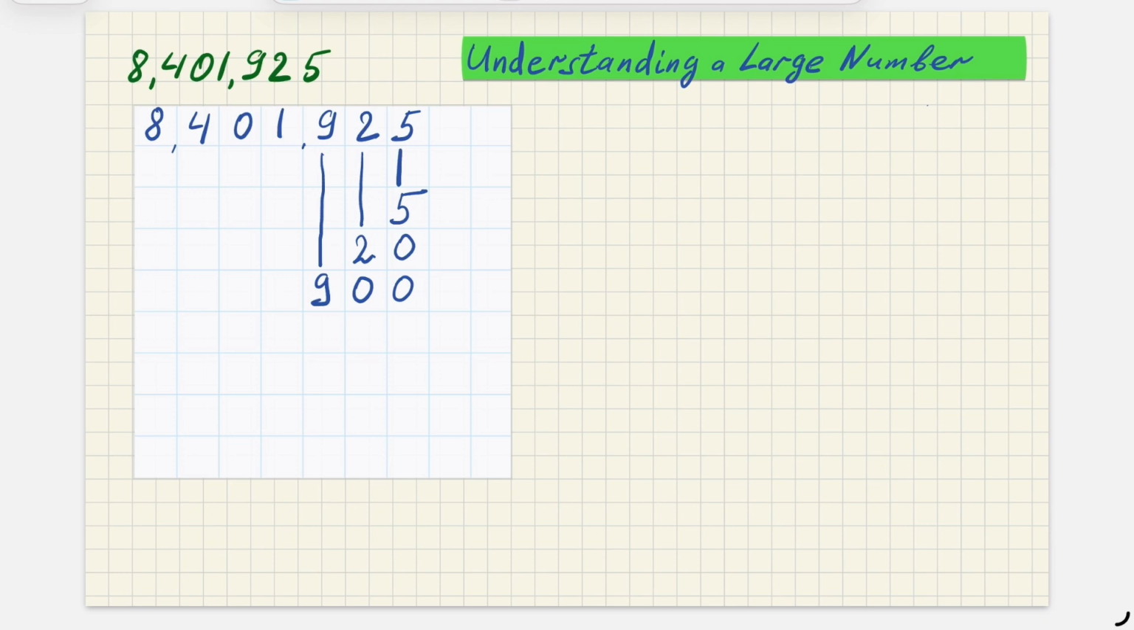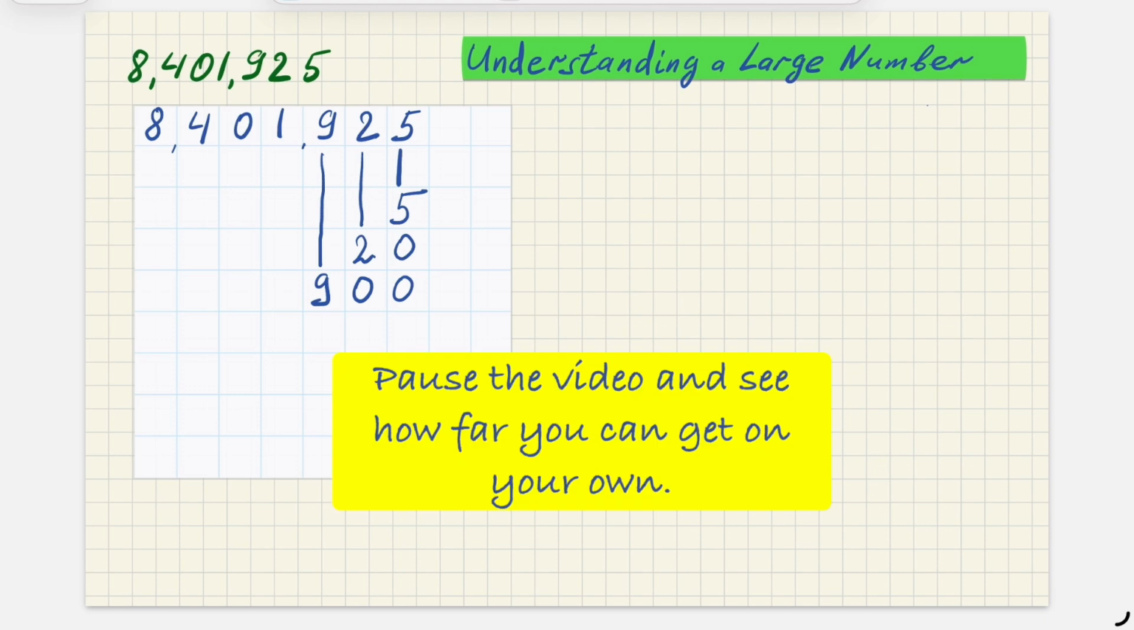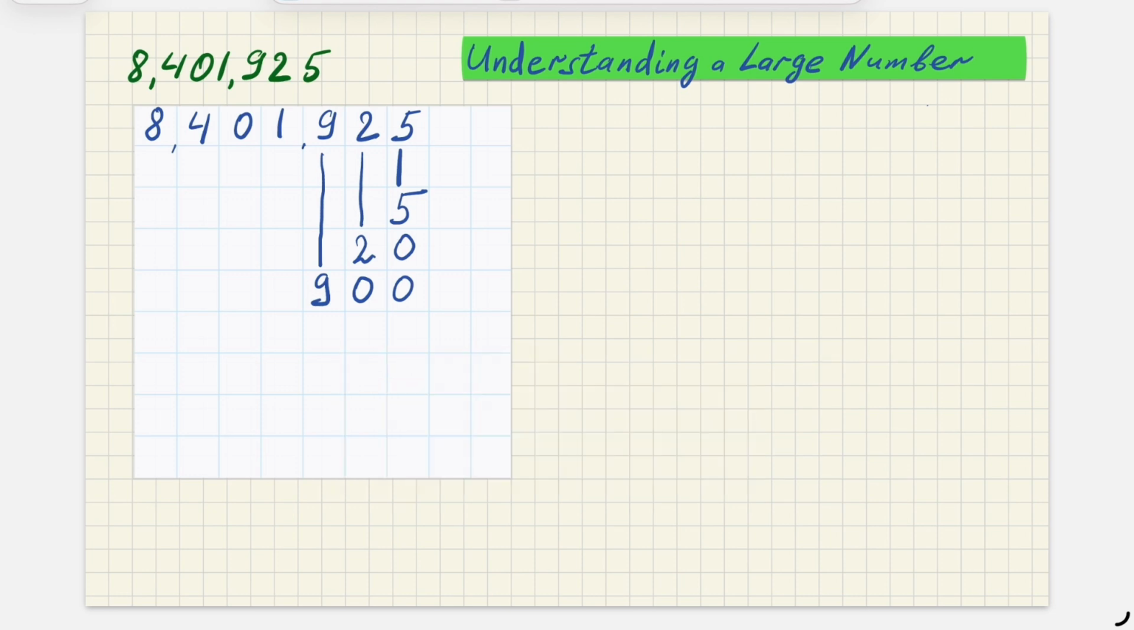You can continue this for all the digits in the number, drawing lines down to show the place value and writing zeros as needed. Pause the video and see how far you can get on your own. Remember, any progress is excellent progress.